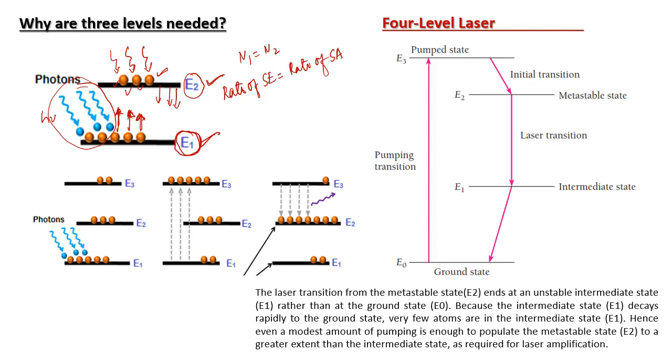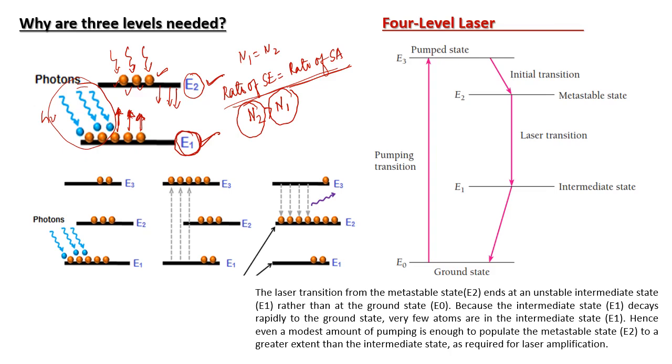So when this is achieved, there is no way that I am going to get the condition that N2 is greater than N1. There is no way the number of atoms in the metastable state is greater than the number of atoms in the ground state. So in this situation, laser amplification cannot occur, because for this we need a population inversion, and for population inversion, N2 has to be greater than N1.